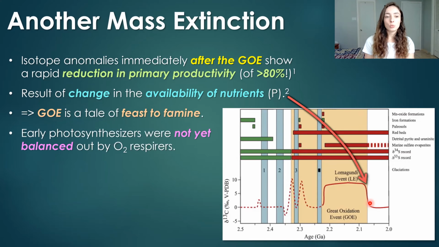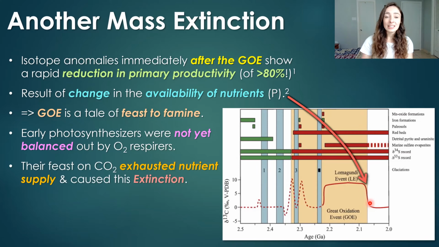Early photosynthesizers were not yet balanced out by oxygen respirers, like I mentioned earlier, and they feasted on carbon dioxide and their essential nutrients like phosphorus to the point they exhausted their nutrient supply, and it couldn't replenish itself fast enough to keep up with them. And this caused the extinction event, the second extinction event, other than the extinctions that were caused by the initial increase in oxygen to anaerobic bacteria that didn't like the oxygen.